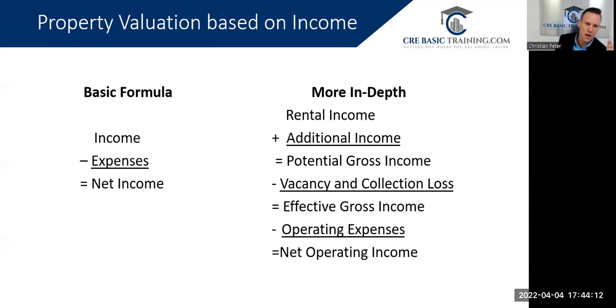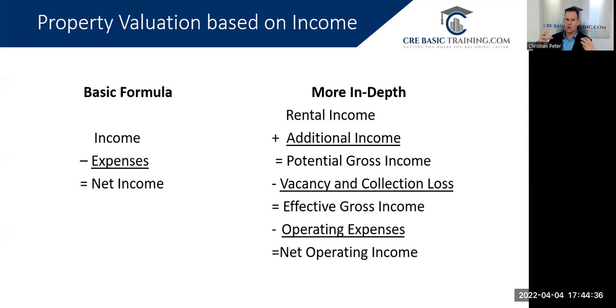So we have your rental income, which is pretty standard, straightforward. There's income that comes from your rents. You have your additional income, and we're going to cover that on the next slide, which is going to equal your potential gross income. Now, not every building is 100% full 100% of the time, and you're not ever able to collect every single dollar of rent 100% of the time, right?